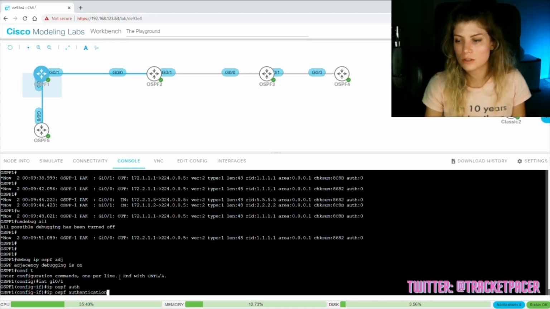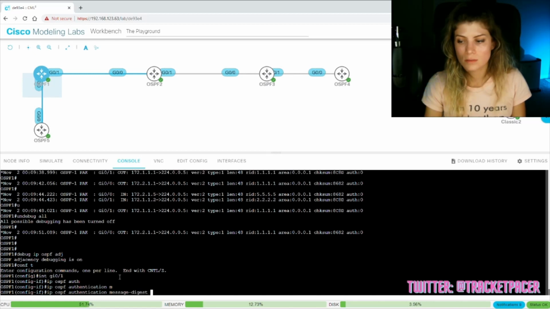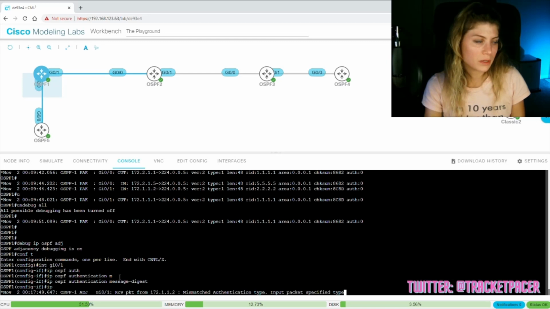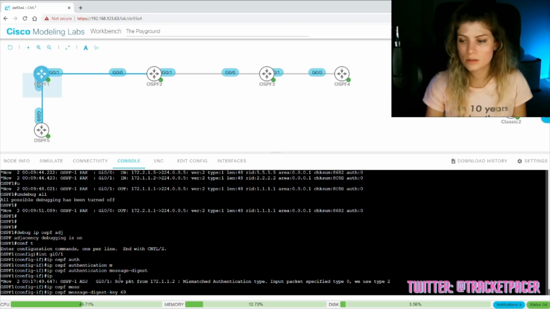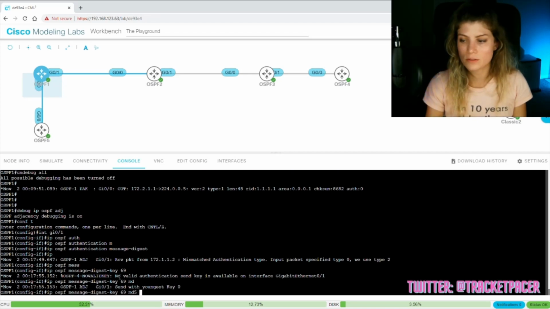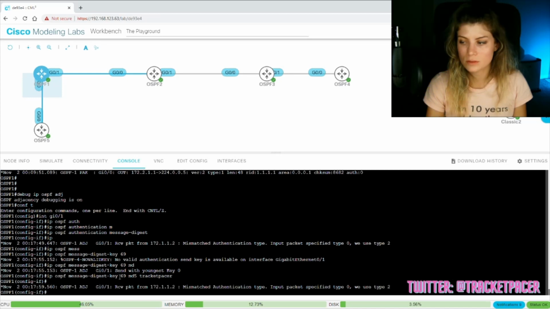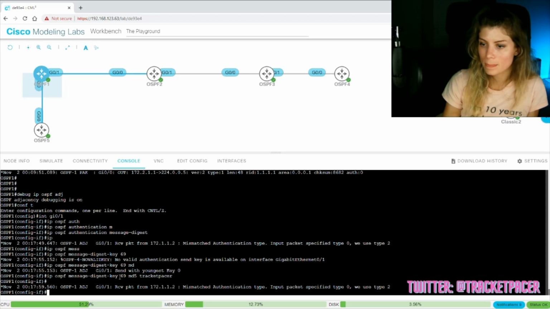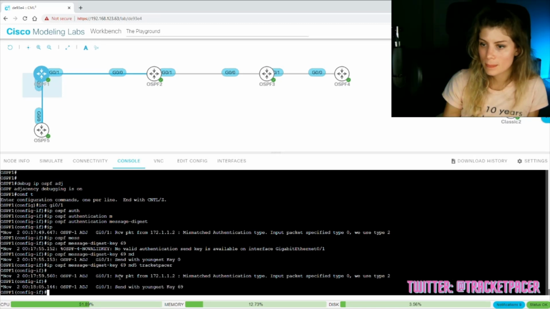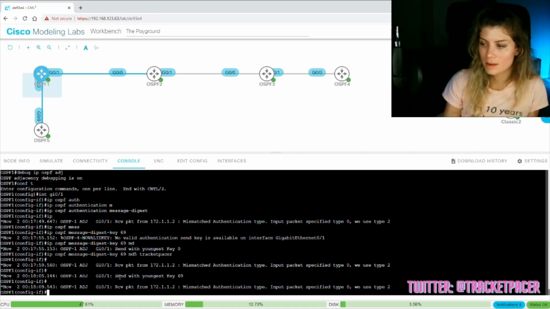OSPF authentication message-digest. ip ospf message-digest-key 69 md5 pacer. Come on. Mismatched authentication type. We use type 2, type 0 and type 2.